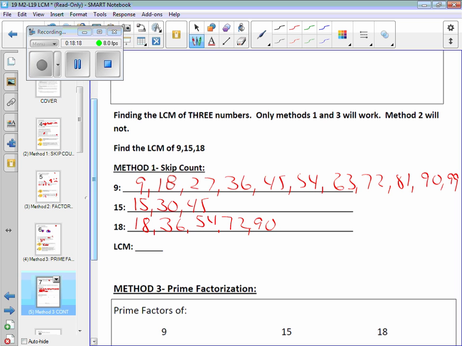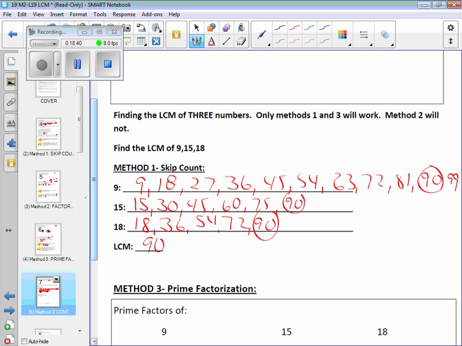But let's keep counting by 15s. We'll get there. 60, 75, and 90. Got it. All right, there's my match. LCM's 90. It takes a little bit longer with three numbers, but we get an LCM of 90, right?